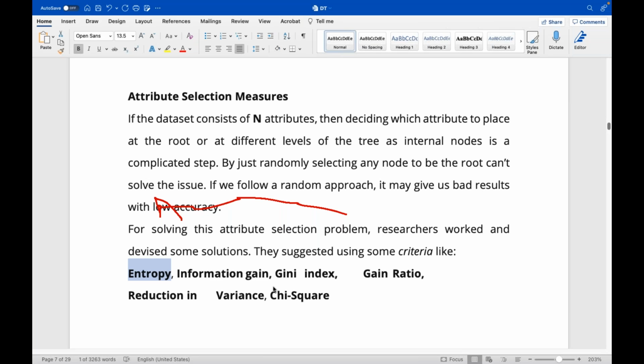So this is a very important topic: entropy, information gain, Gini index, Gini ratio, reduction in variance, and chi-square. These techniques will help you understand how decision trees split into other nodes. If you know this, the decision tree concept will be simple; otherwise, it will be complicated. That information we will cover in the next class.